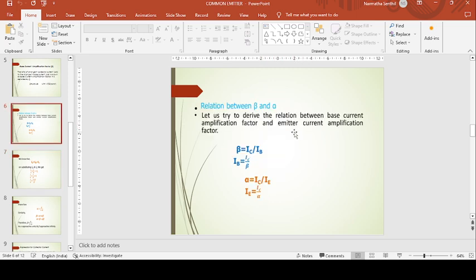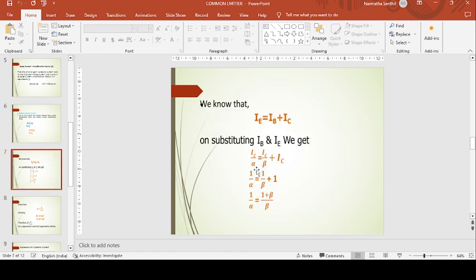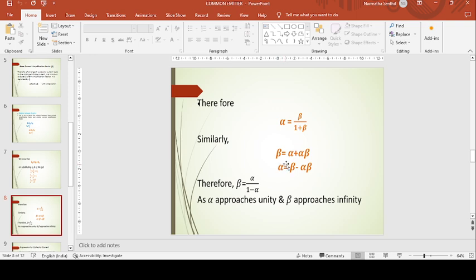We are substituting the value of IB and IE in this equation. So we get IC by alpha is equal to IC by beta plus IC. In all the cases IC is common, so we take it out and cancel it, and we will get 1. So 1 by alpha is equal to 1 by beta plus 1. Take LCM on the right side. So you will get 1 by alpha is equal to 1 plus beta divided by beta. Therefore alpha is equal to beta divided by 1 plus beta.